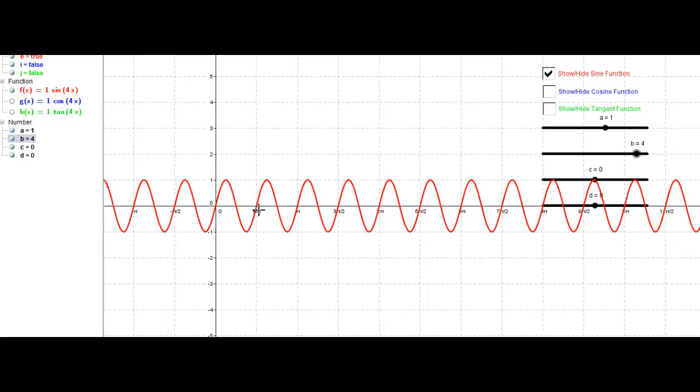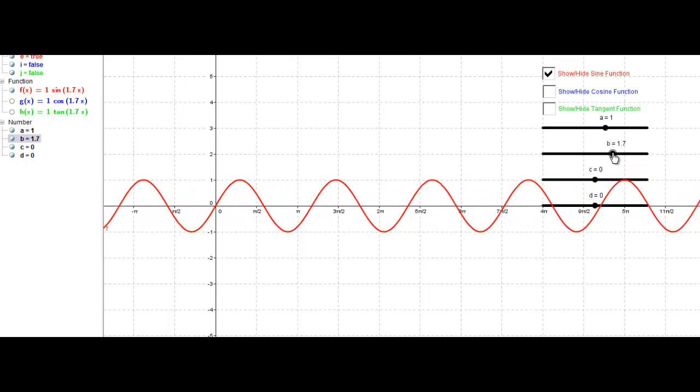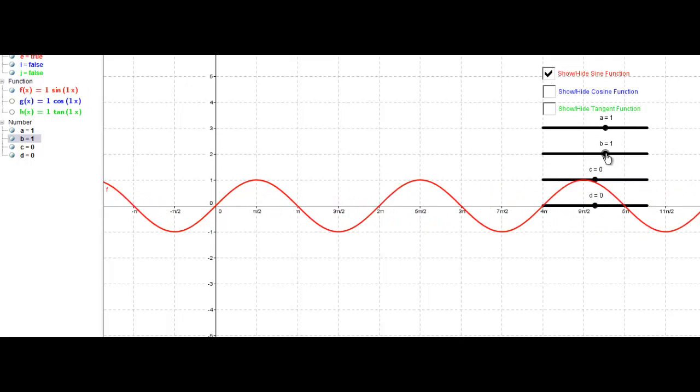And notice also how many cycles occur from 0 to 2 pi. Let's count. Here's one cycle, 2 cycles, 3 cycles, 4 cycles. So between 0 and 2 pi, I have 4 cycles of the sine function, which coincides with what b equals. b equals 4. Now let's see what happens when b is between 0 and 1.